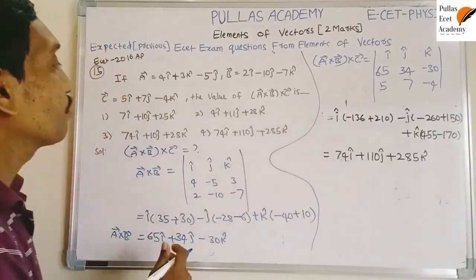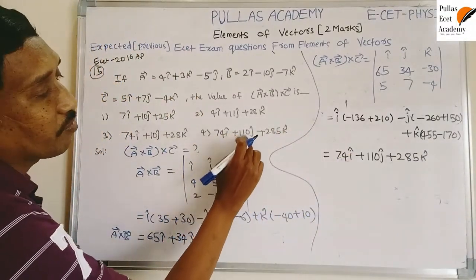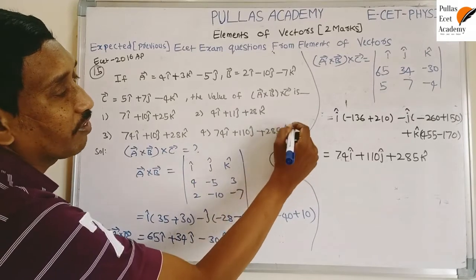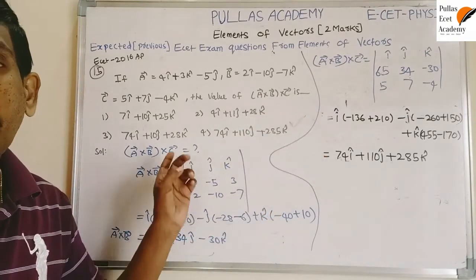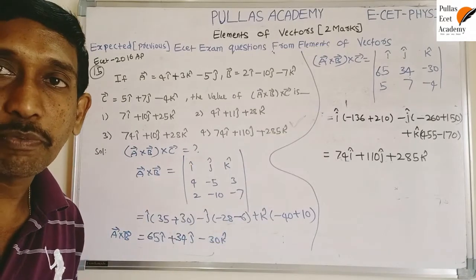So the final answer is 74 i cap plus 110 j cap plus 285 k cap. The fourth option is the correct one. This type of question is also sometimes asked, so you have to concentrate on this type of question.